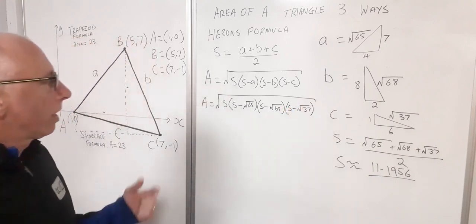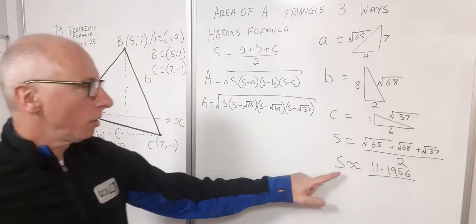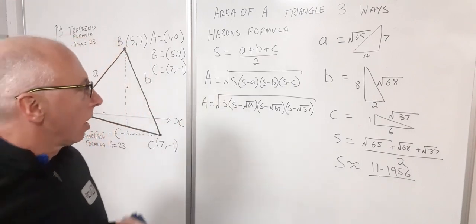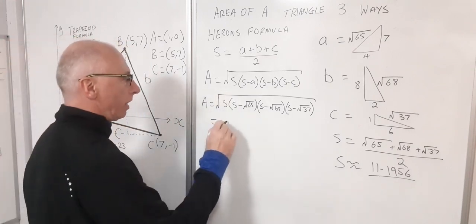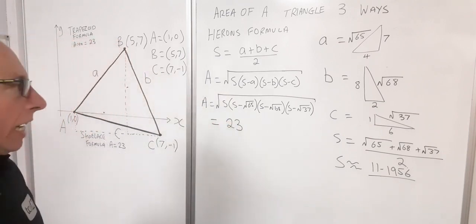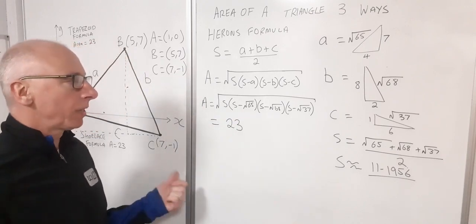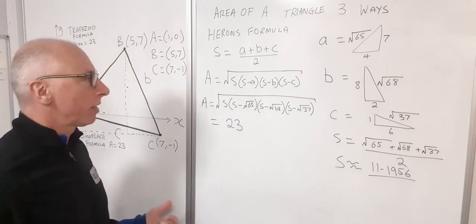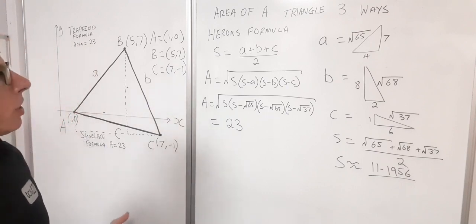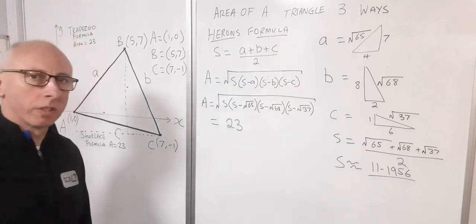Okay, now plug all these into the calculator with my S being approximately 11.1956. I'm going to get exactly area equals 23. I'm going to let you plug that in to your calculators and check, but any difference, put in the comments down below.